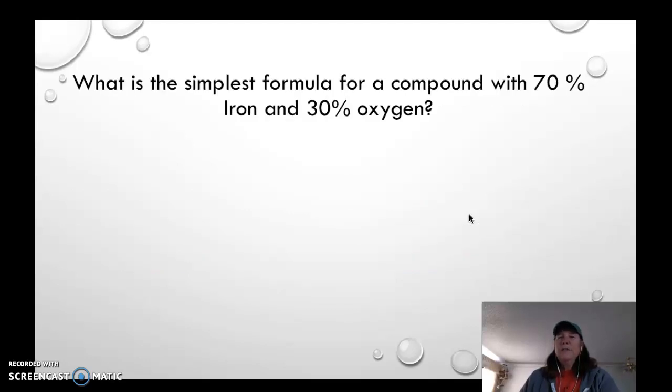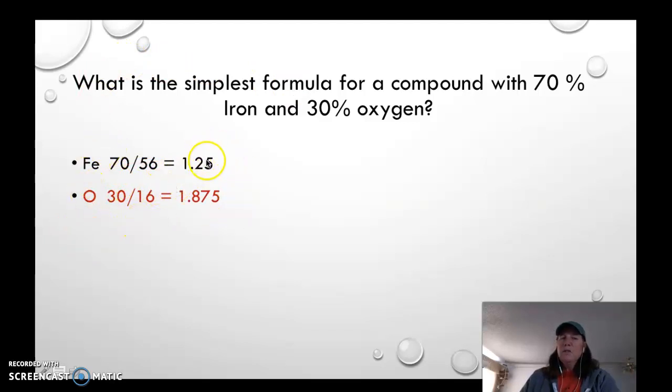Okay, simplest formula. Remember, this is just the opposite. You get the percentages. So the first thing you have to do is take the percent they give you. In this one it's 70% iron, so I'm going to take 70 and divide by iron's mass from the periodic table, which is 56. I want to find the number of moles. And then for oxygen, I'm going to go 30 divided by 16. So you're going to get the moles right here.